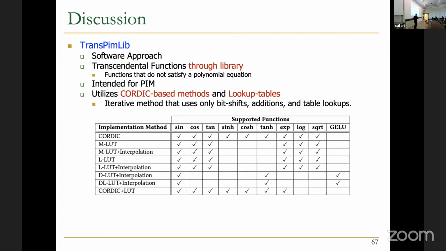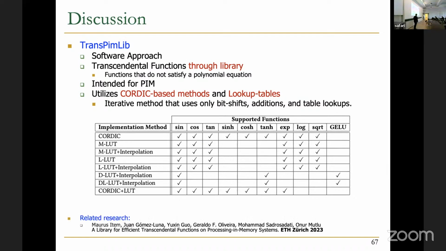You can see here how transpim-lib supports these different functions with which method. And the interesting thing here that I would like to mention is that this transpim-lib library was actually researched by ETH Zurich from the SAFARI Lab here. The paper is called A Library for Efficient Transcendental Functions on Processing-in-Memory Systems, if you're interested in that.